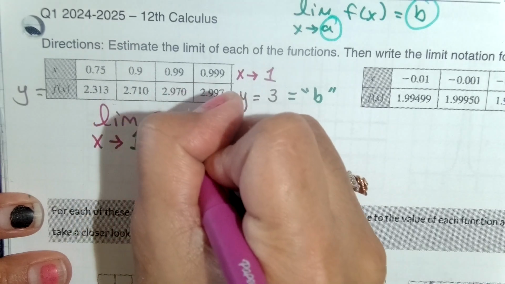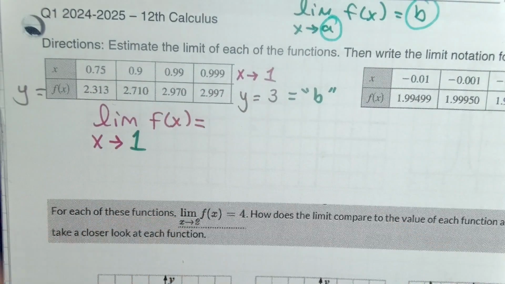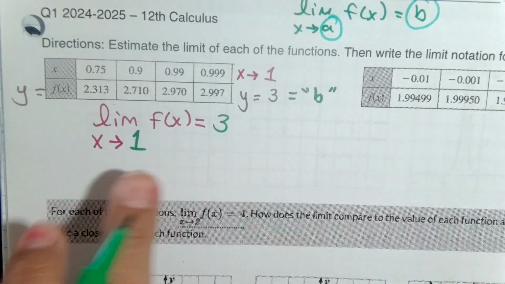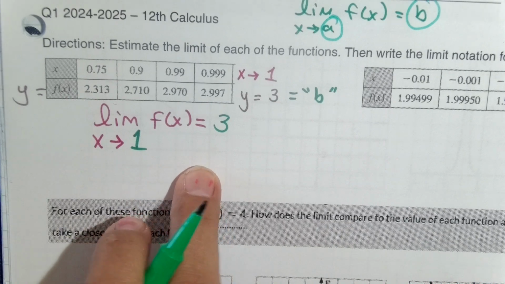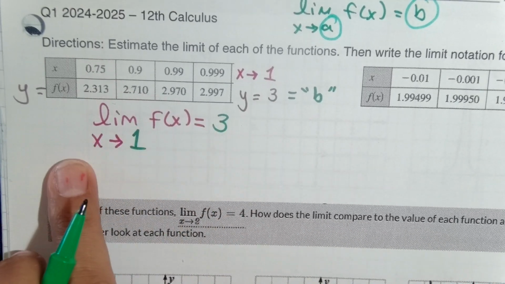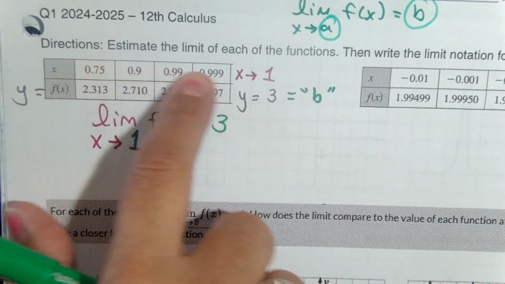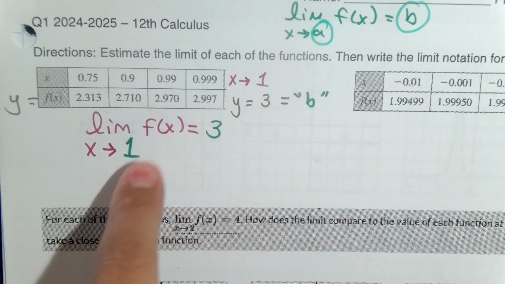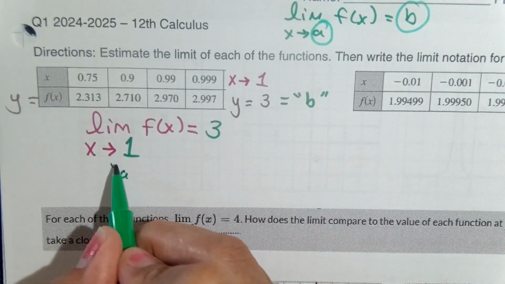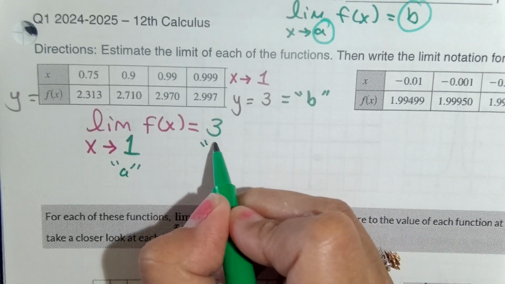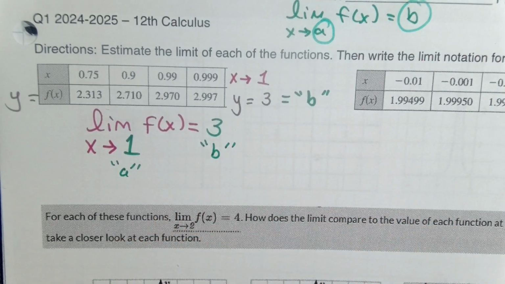Of f of x is equal to b, which is my y value. What is my y value? 3, good. So when I ask you to write limit notation, this is what it has to look like. Okay, in your table, your x value is getting closer to 1, which is A. And the limit is approaching 3, which is B. Questions?